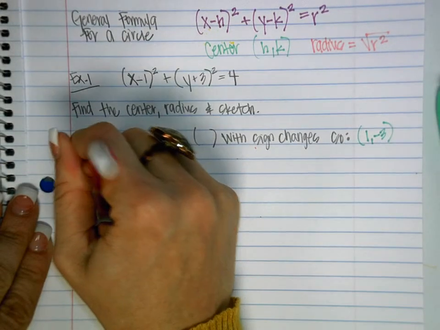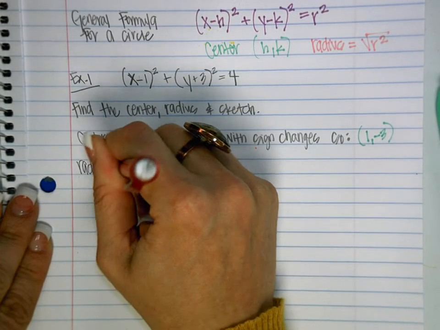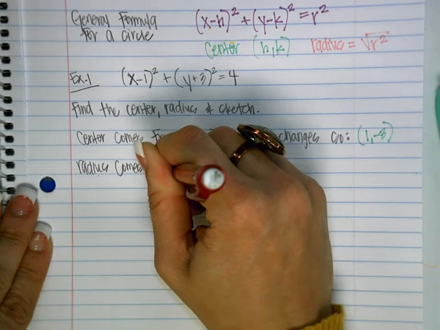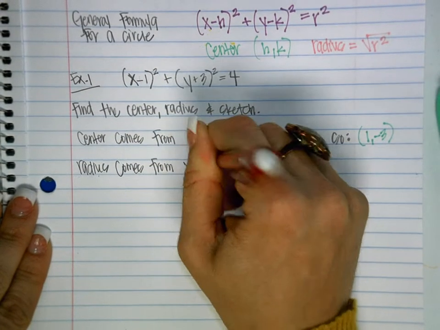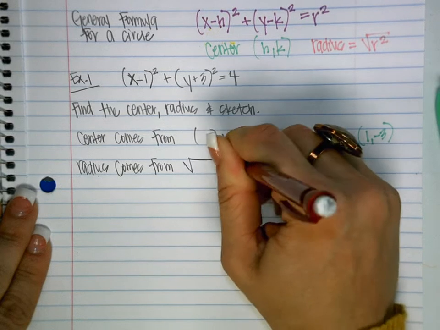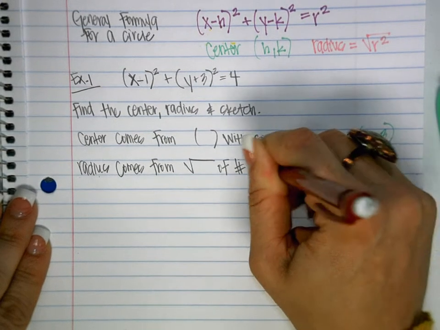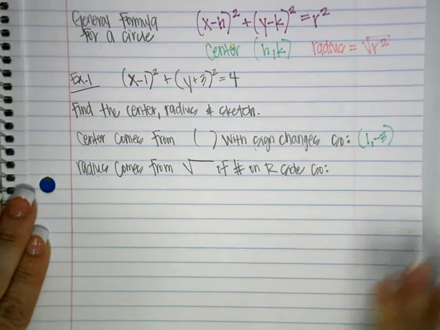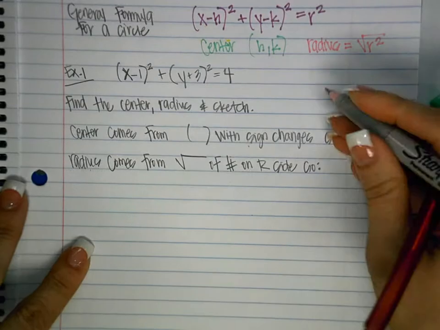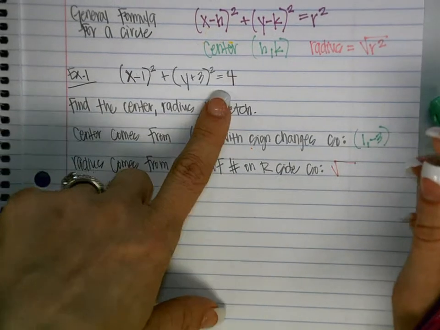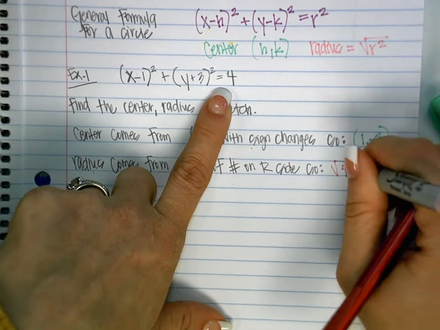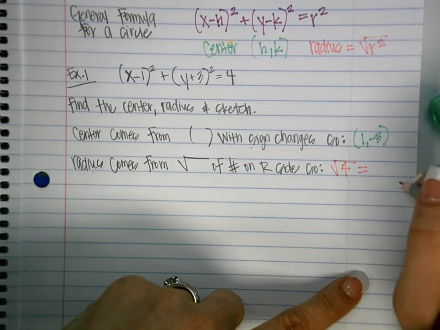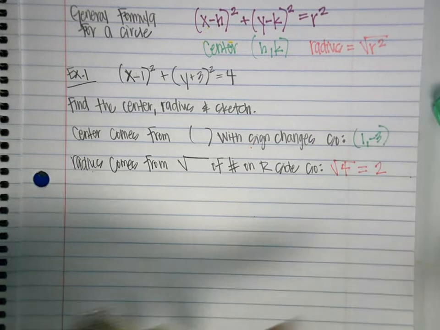The radius comes from the square root of the number on the right side. So in this example, we're going to take the square root of the number on the right side, which is 4. So my radius is equal to what? 2. Okay, square root of 4 is 2.